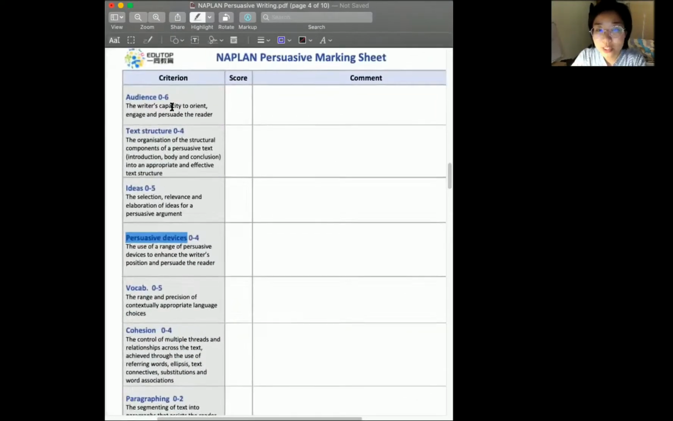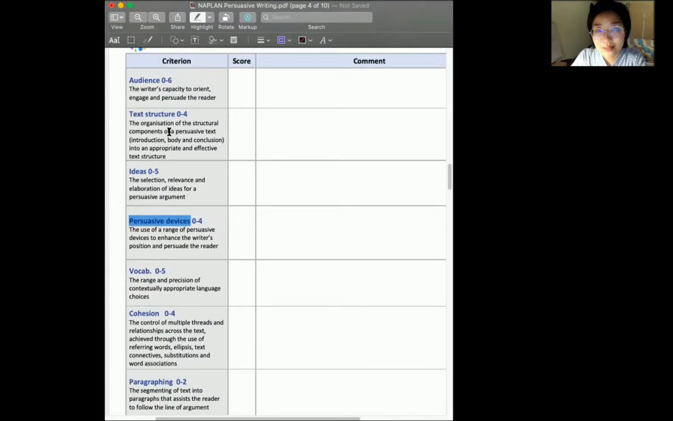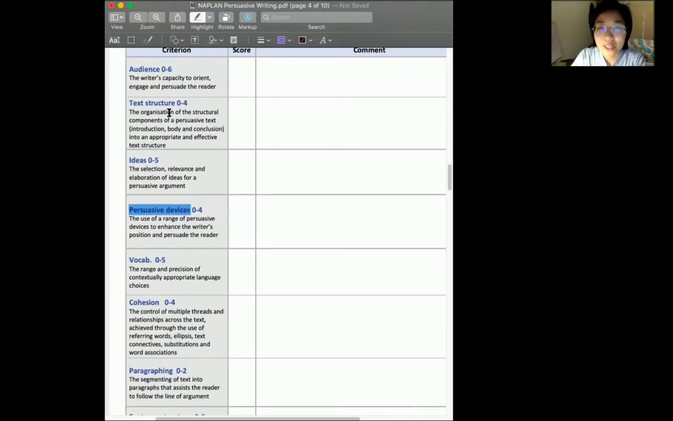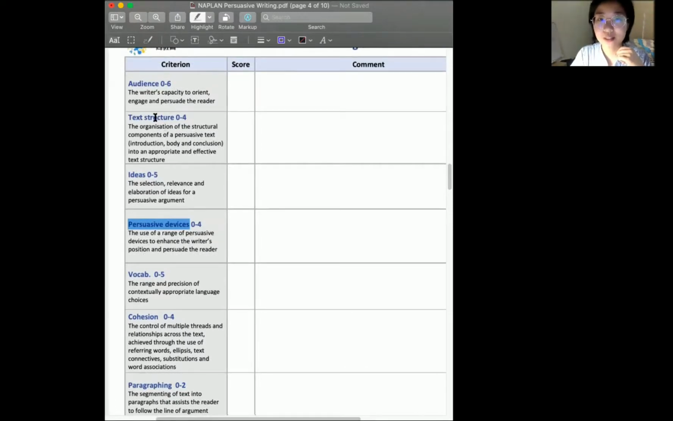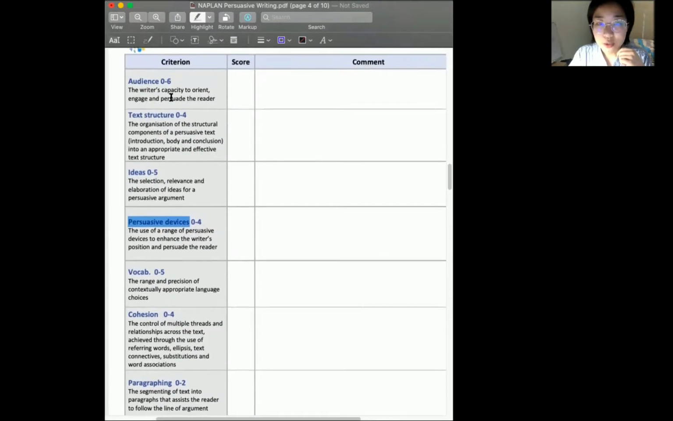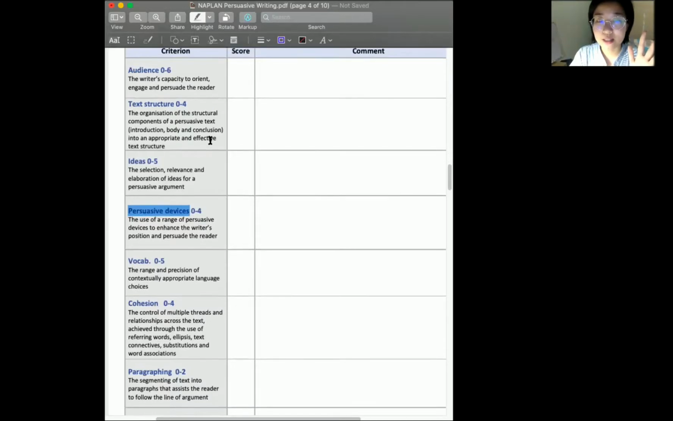For persuasive writing, what is our purpose? Yes, our purpose is to persuade, right? To try to let audience believe in your opinion. So after finish reading, they are going to say, oh, I really agree with it. I really think that's true, right? So that's an indication of you persuading someone. So your writing is going to show the marker your capacity to orientate, engage, and persuade the audience.